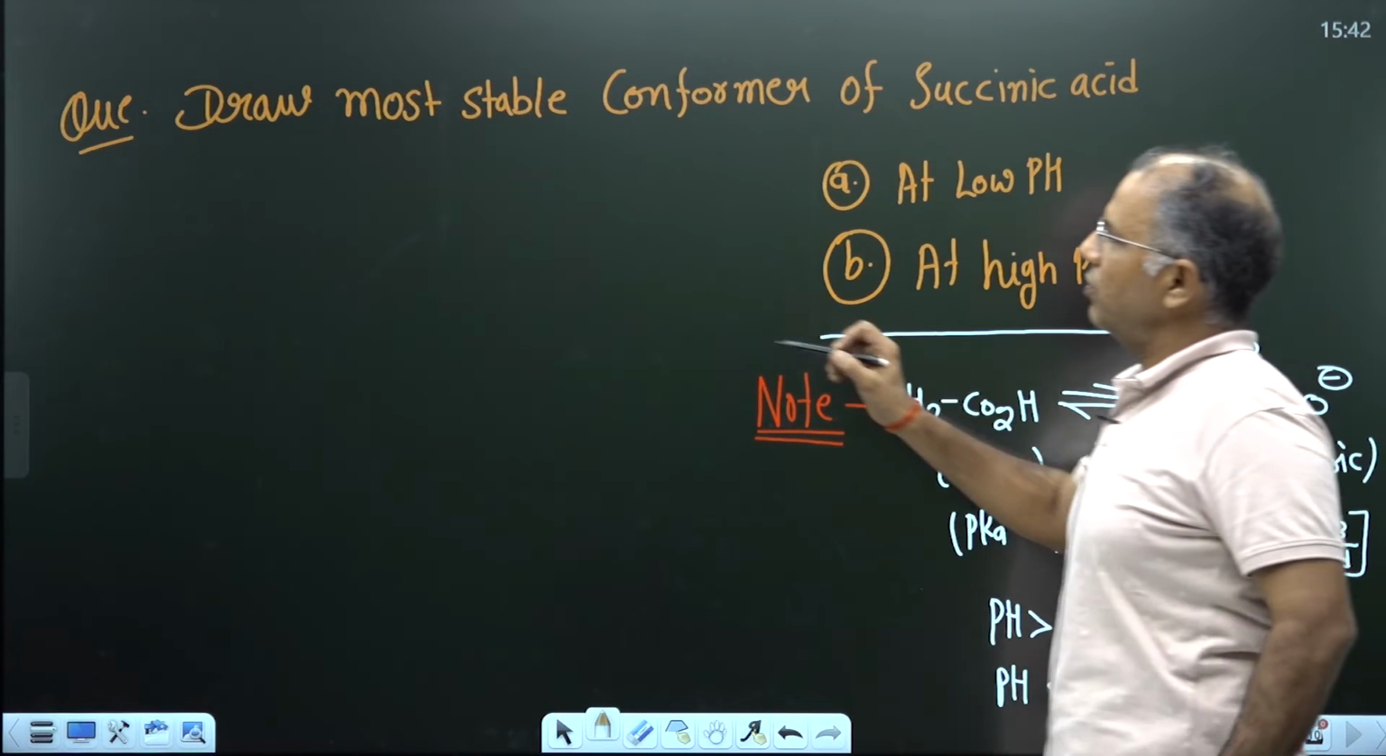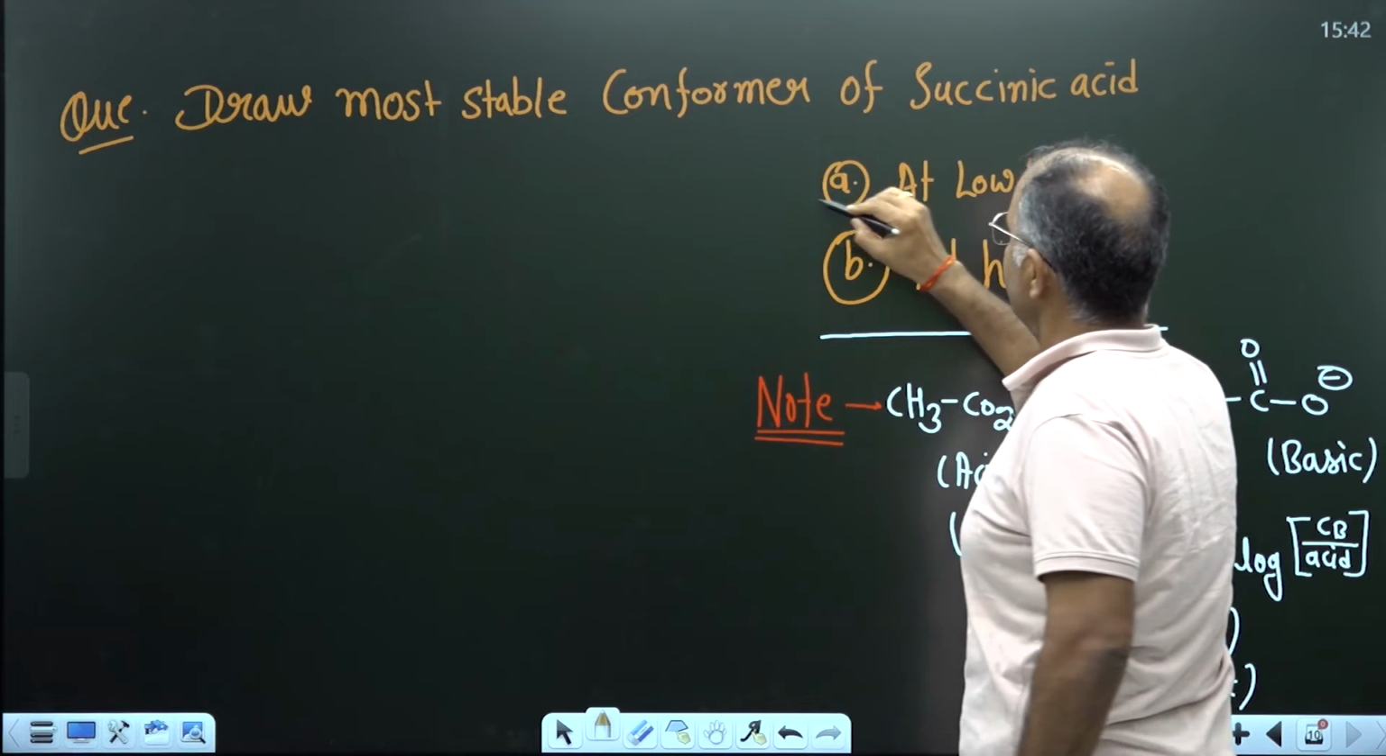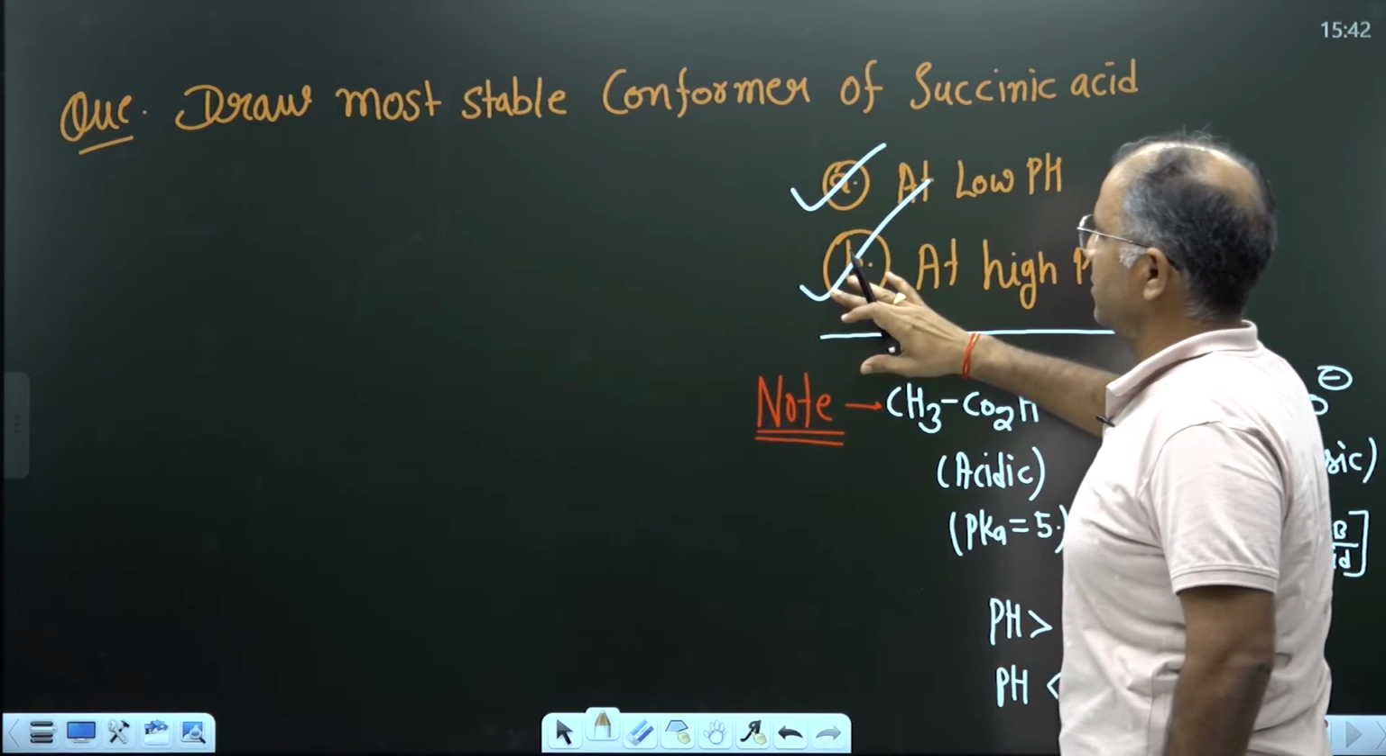In this case, you have to write only: draw the most stable conformer of succinic acid at low pH and at high pH.